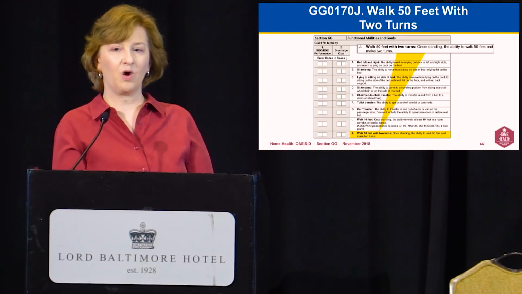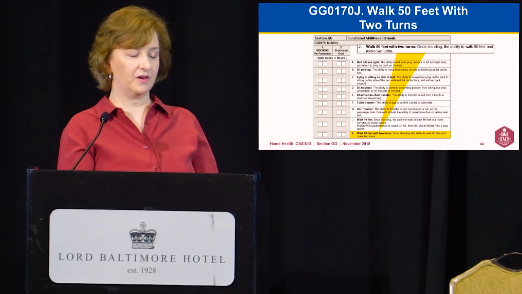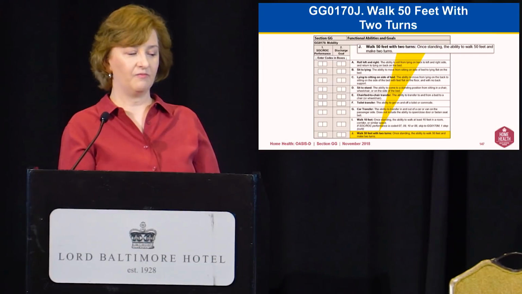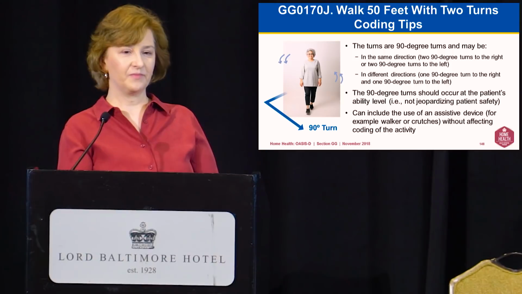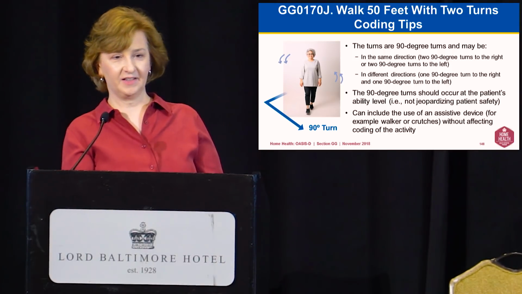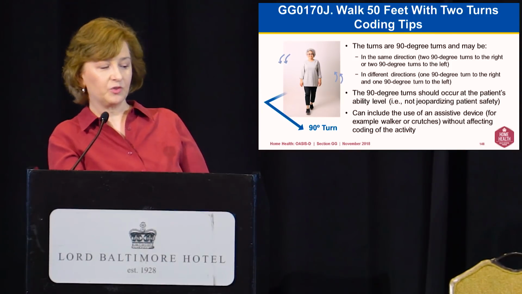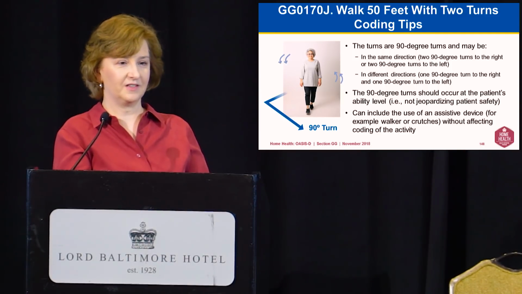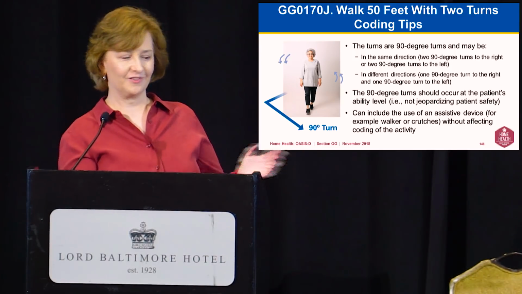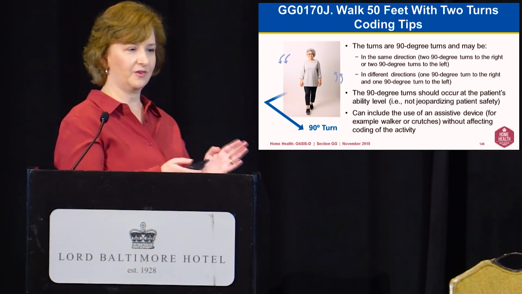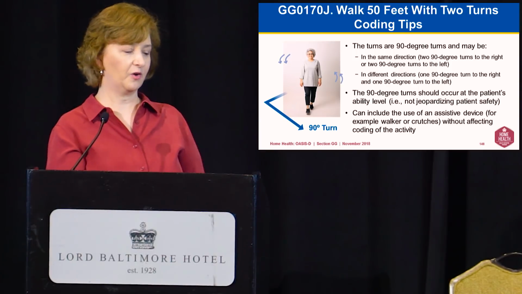The next activity is walking 50 feet with 2 turns. So this again also starts when the person is in a standing position and refers to walking 50 feet with 2 turns. 2 turns is defined as 90-degree turns. They can be 2 turns in the same direction, or 2 turns in different directions, or one of each. So it could be 2 left turns that are 90 degrees because the person's turning into maybe their kitchen and then making another turn into a dining room.